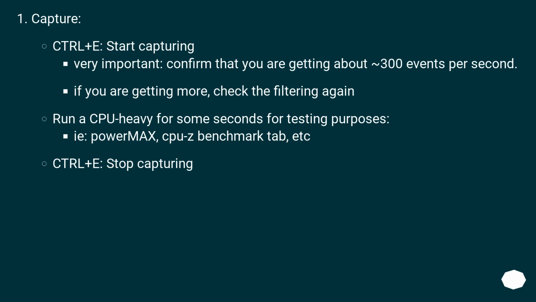Capture. Ctrl+E, start capturing. Very important, confirm that you are getting about 300 events per second. If you are getting more, check the filtering again. Run something CPU heavy for some seconds for testing purposes, such as Power Max or the CPU-Z benchmark tab. Ctrl+E, stop capturing.